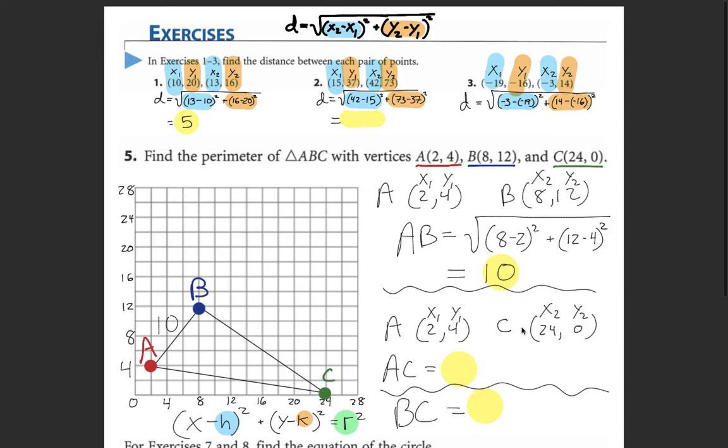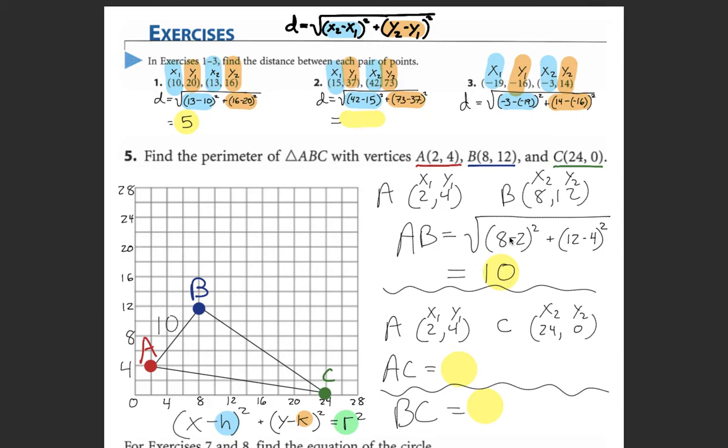That's going to change down here. Every time you find a different segment, what you call point 1 and point 2 is going to be different. But for right now, this is point 1 and this is point 2. So x2 is 8 minus x1, which is 2. 8 minus 2 is squared, and then 12 minus 4 is squared. When you type all of that in the calculator and you hit enter, you get 10.